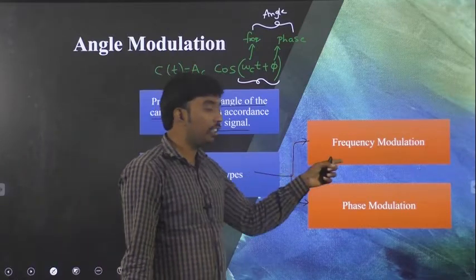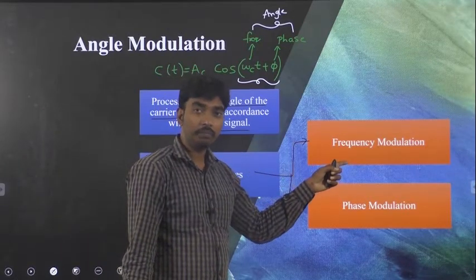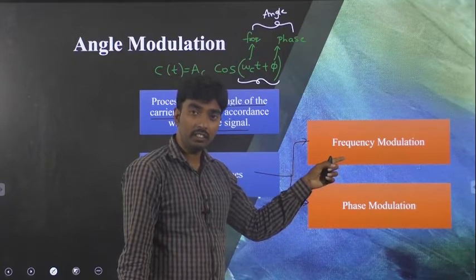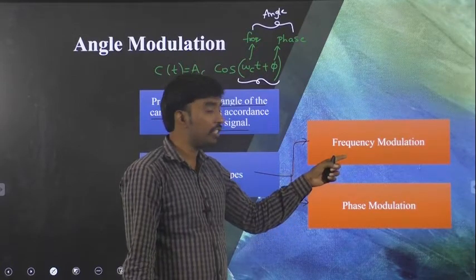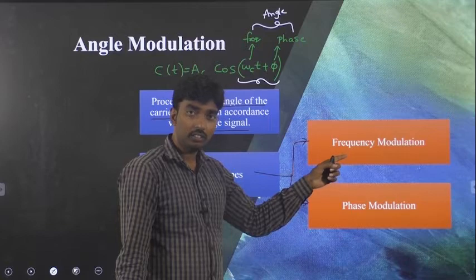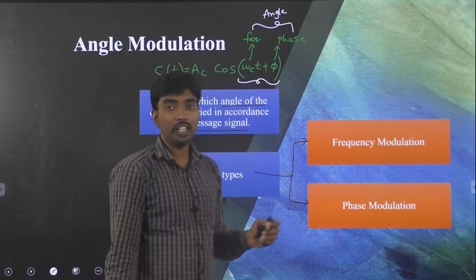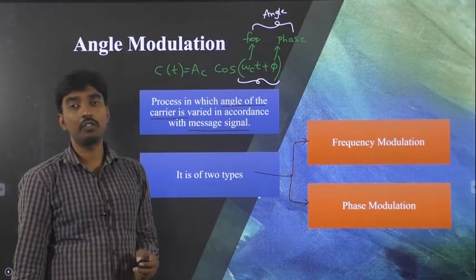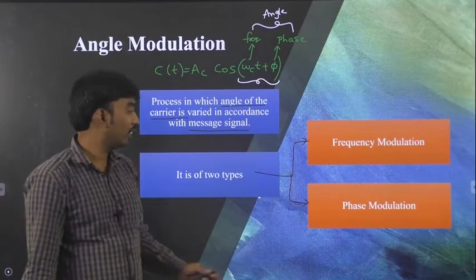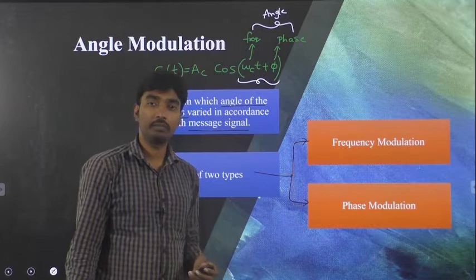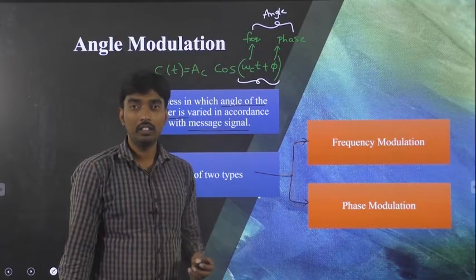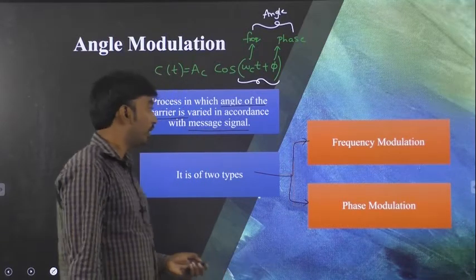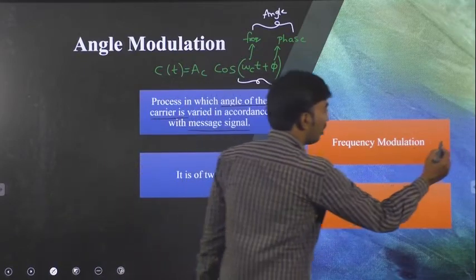If the frequency of the carrier signal is varied with respect to the message signal, I can call it frequency modulation. If the phase of the carrier is varied with respect to the instantaneous values of the message signal, I can call it phase modulation. The definitions are very simple. And these two are almost similar.